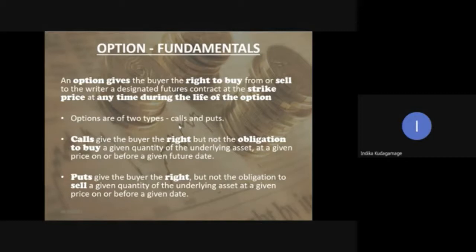Right? Options come in two types, call option and put option. When it is from the buyer's point of view, it is a call. When it is the seller side of it, it is a put option. Right? So that's all about derivatives, the basics of derivatives. There are four types of derivative. It's a financial instrument whose value depends on a more basic underlying asset.